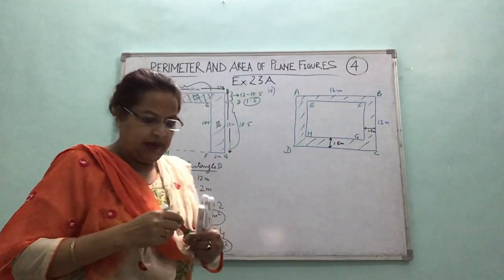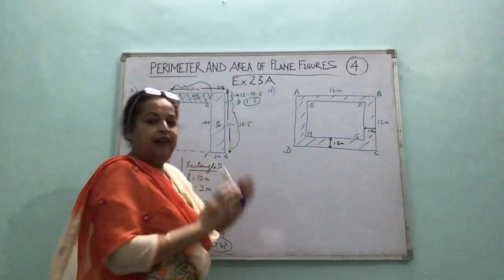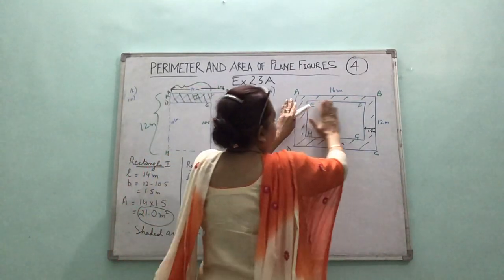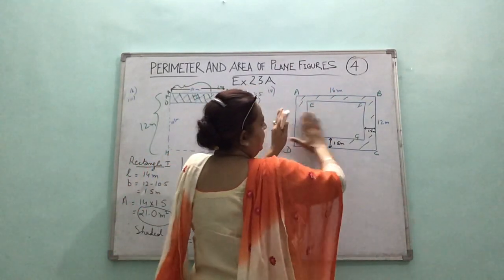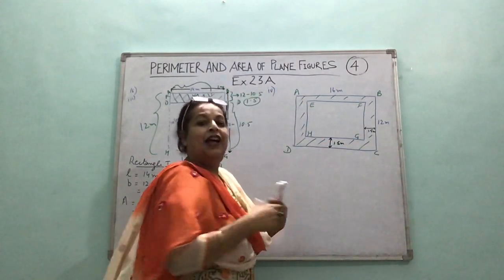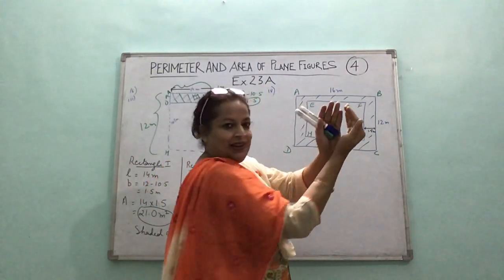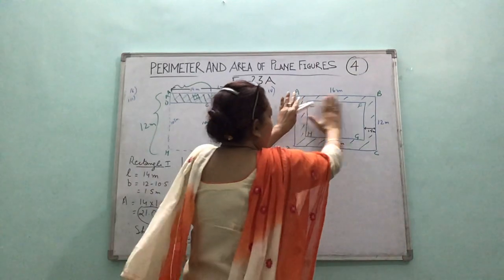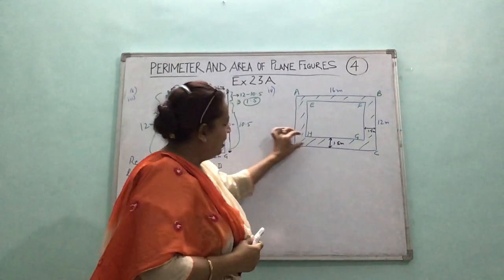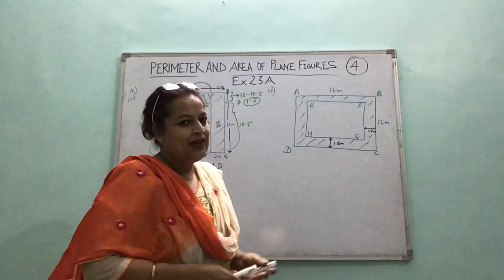Now, what should be my plan of working? To find the shaded area, very simple, children. First, you find the area of the full bigger rectangle, and from that subtract the area of the smaller rectangle. If from this full rectangle you remove the area of the smaller rectangle, what will you get? The area of the shaded portion, right? So this is our plan.